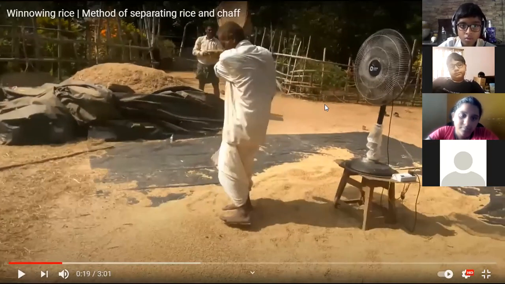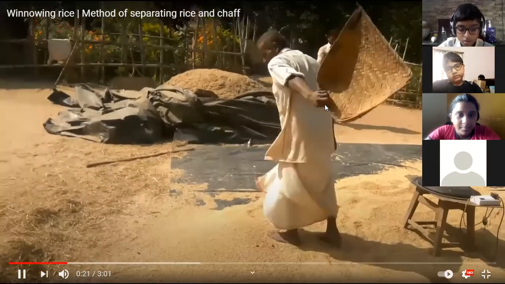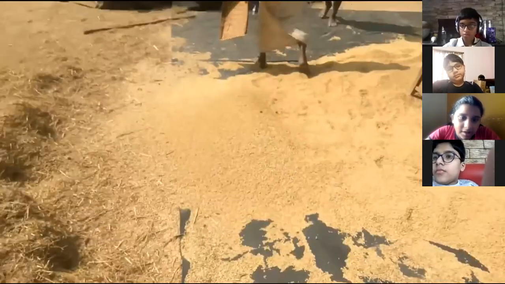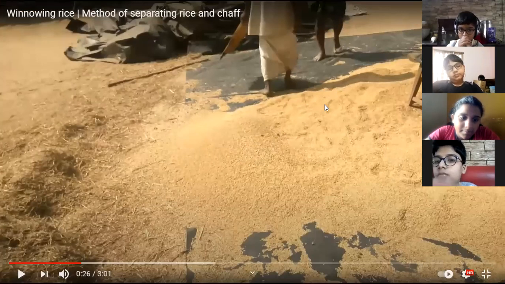So what is that thing which is in his hand? Sir, winnowing basket. Now what is the remaining? Just to remove the excess particles, excess small chaff particles.